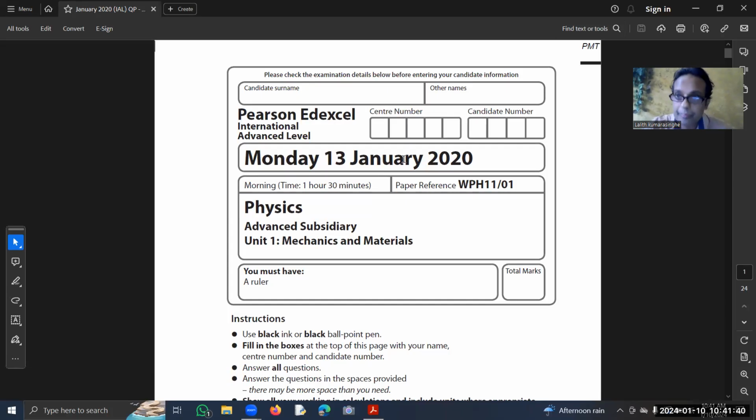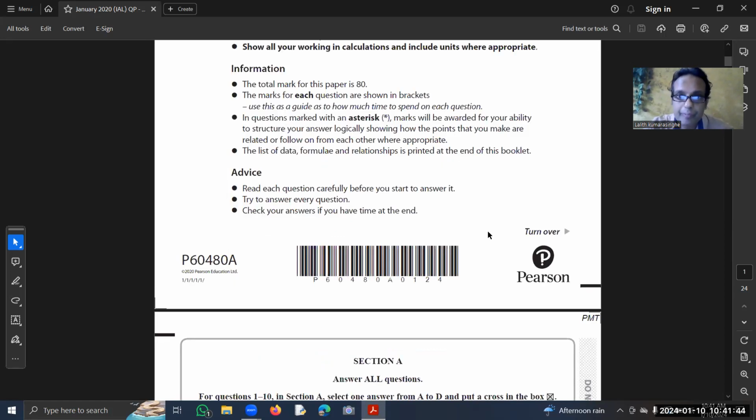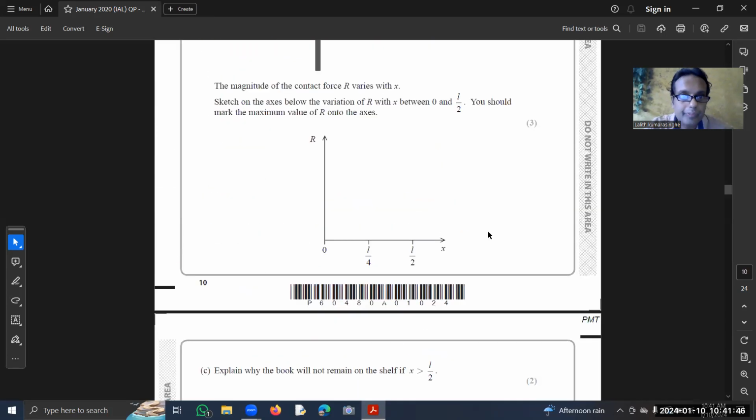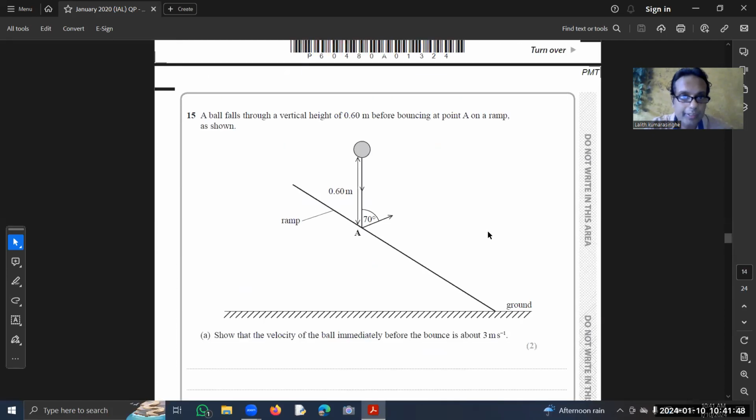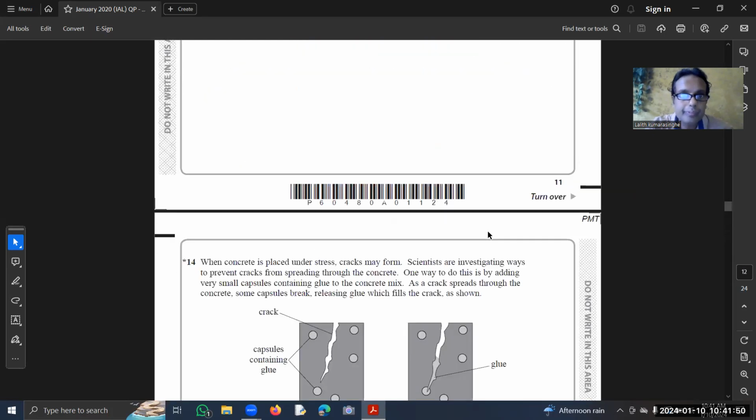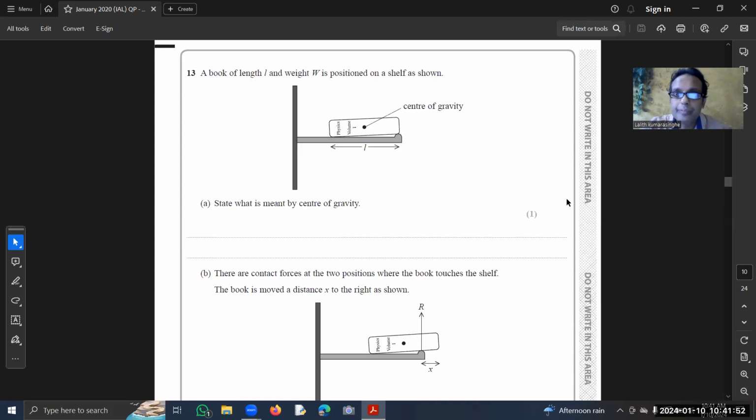We'll go to this sum. This is Jan 2020. I'm taking question 13 for discussion. State what is meant by center of gravity.